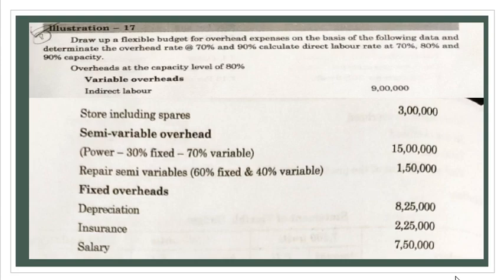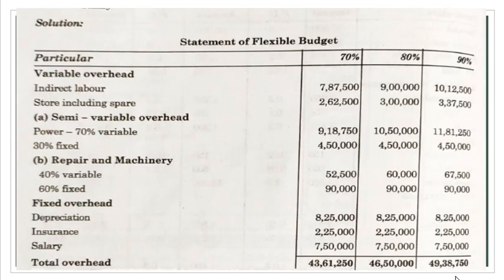So this is the total cost. In this problem, they have not given information about labor hours or total hours to find out the cost per unit, so we will not be able to find out the cost per unit. We have determined the total overhead for the flexible budget with different capacity.